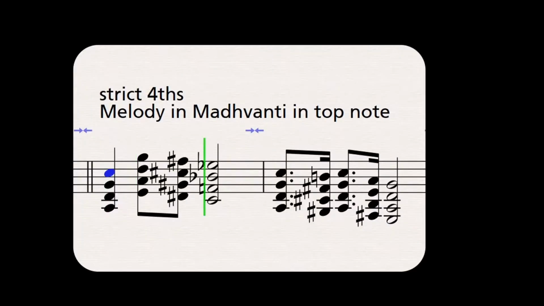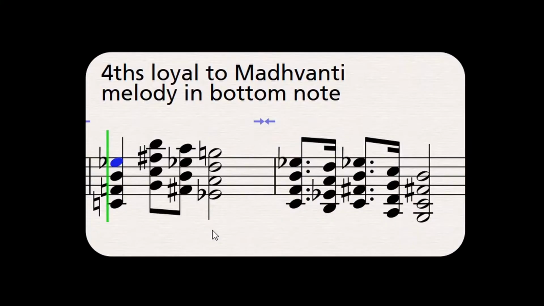In this example we have the melody on top, and the fourths are below that. It sounds slightly different. What we can do now is that the structure of the chord changes. So now it was fixed, but they could be loyal to the scale. Here we have an F, but as Madhvanti features an F sharp, you could alter this and stick to the Madhvanti scale.